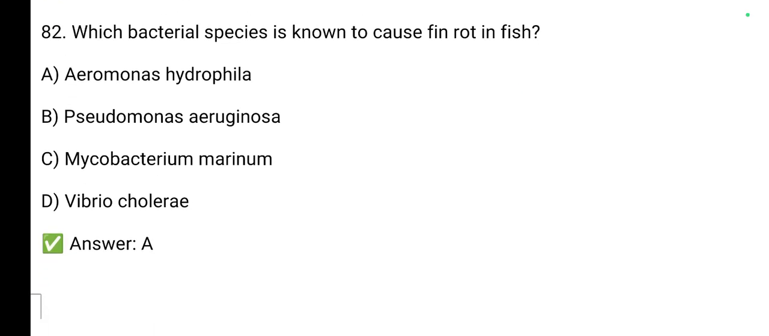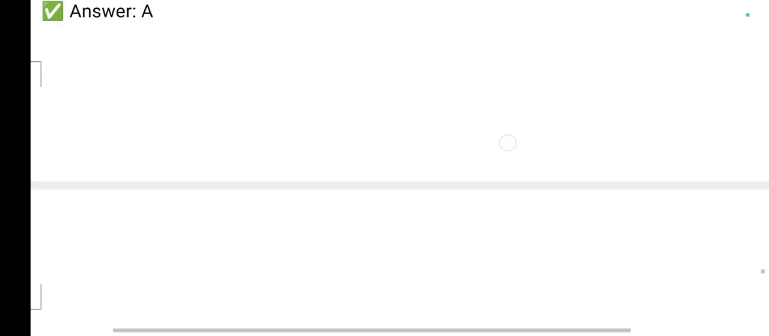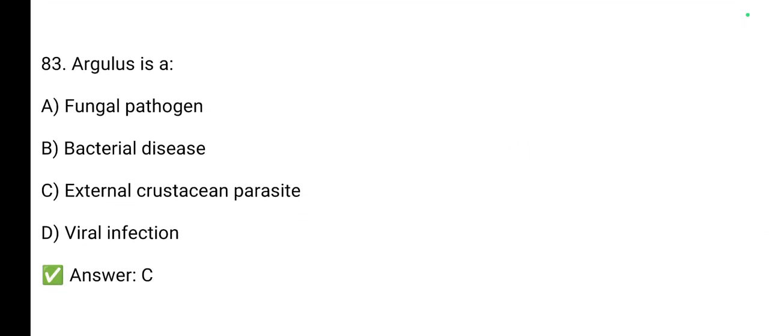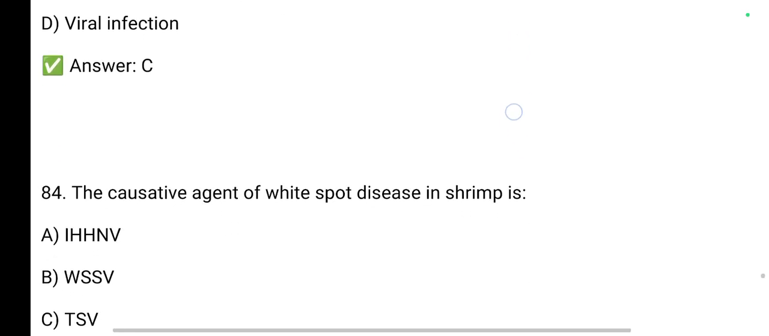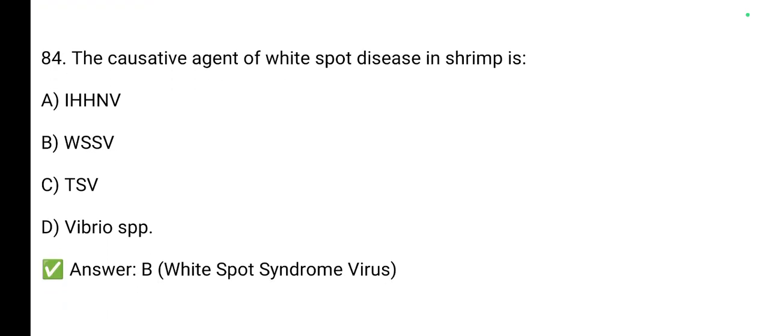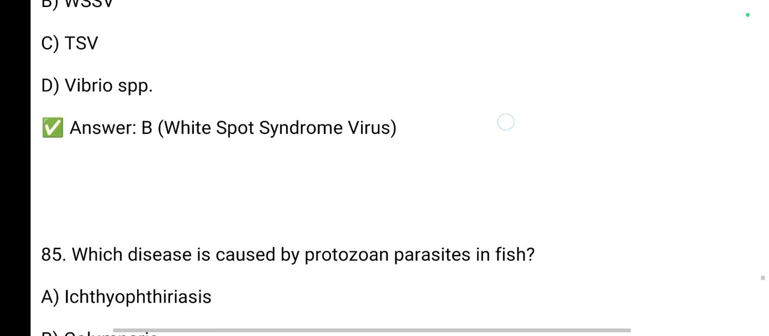Which bacterial species is known to cause fin rot in fish? So it is Aeromonas hydrophila. Argulus is an external crustacean parasite. The causative agent of white spot disease in shrimp is option B, WSSV, white spot syndrome virus.